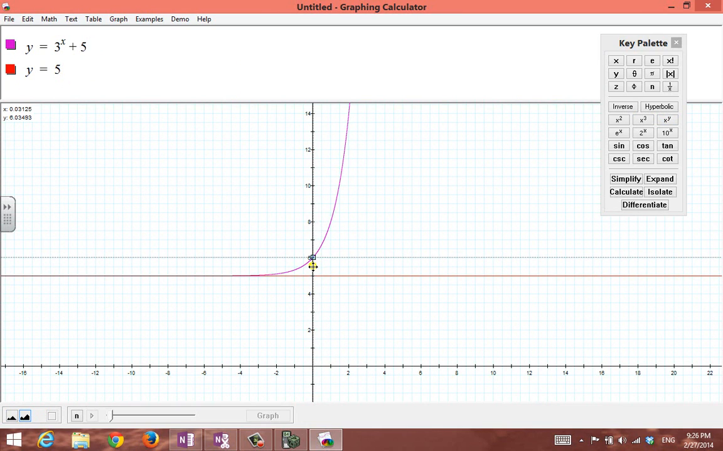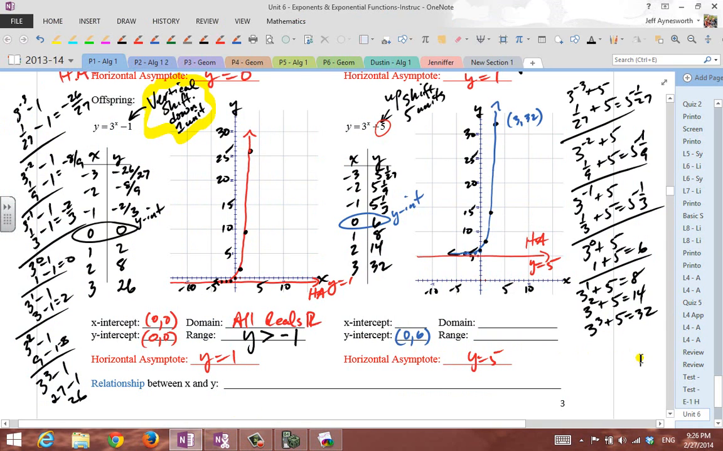There's your y-intercept right there at 0, 6. And then it gets closer and closer to, excuse me, closer and closer to 5. Look at that, y equals 5. And if you want to do it on your own calculator, be my guest. All right, so there we go. We don't have an x-intercept here, so there are none, because it doesn't cross the x-axis.